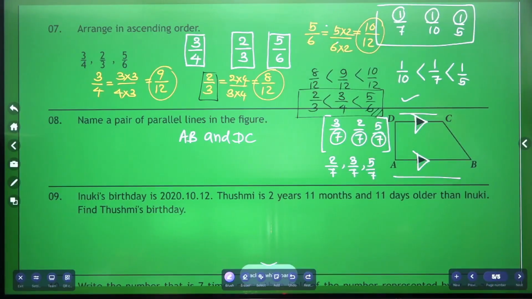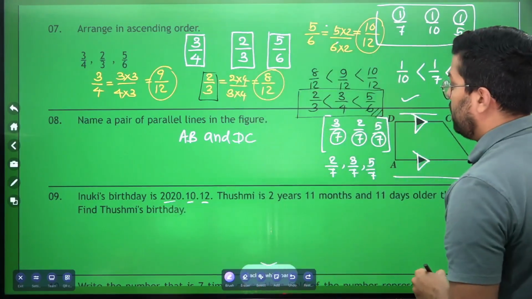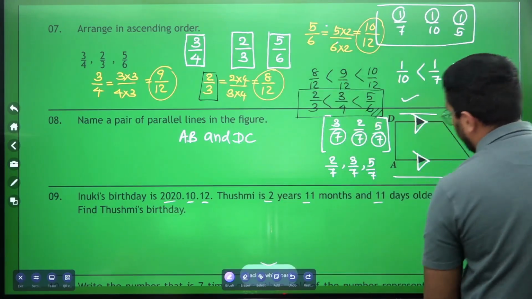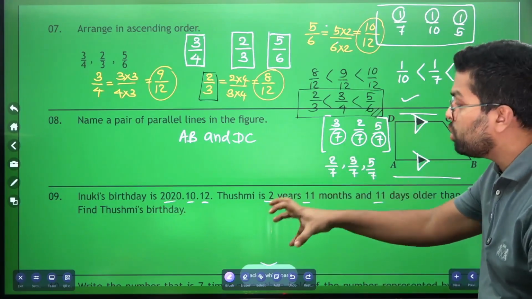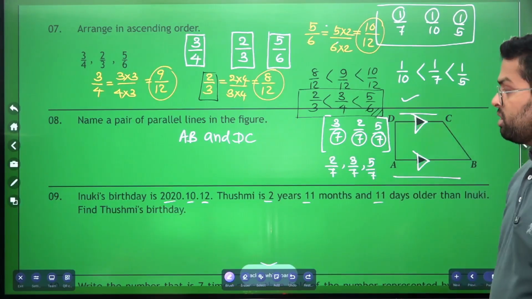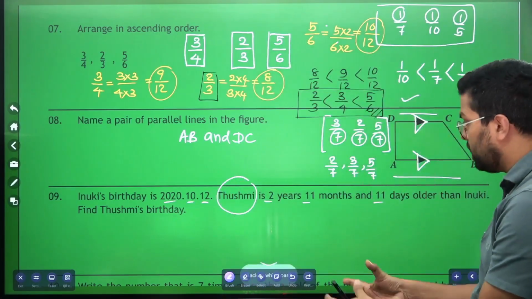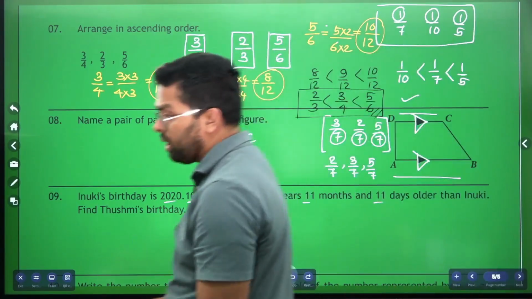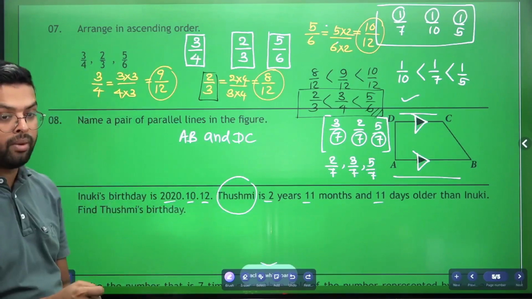Inuki's birthday is 12th October 2020. Tushmi is 2 years, 11 months and 11 days older than Inuki. Find Tushmi's birthday. Now, who is the older one? Tushmi is older, right? She is 2 years, 11 months and 11 days older than Inuki. Now Inuki's birthday is 12th October 2020.